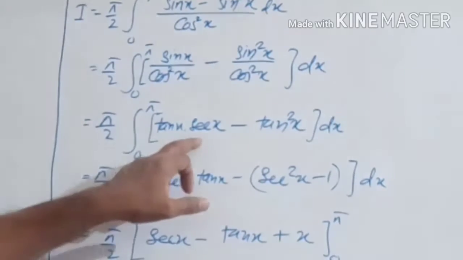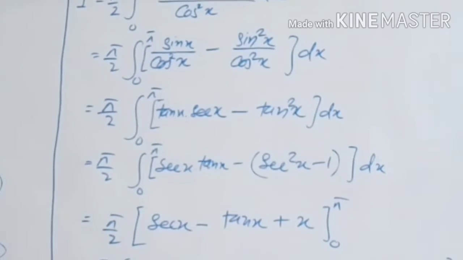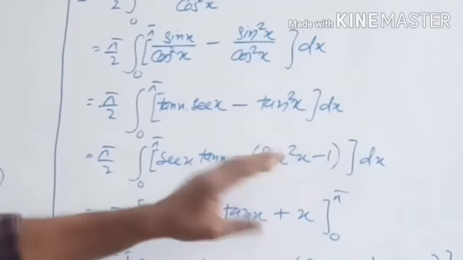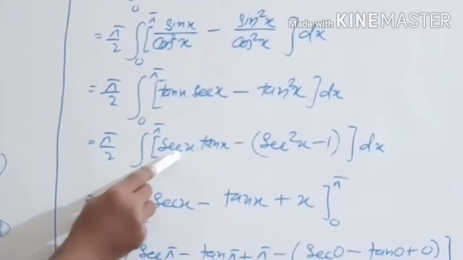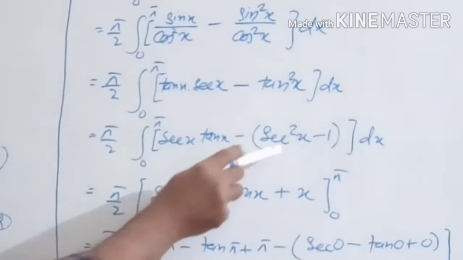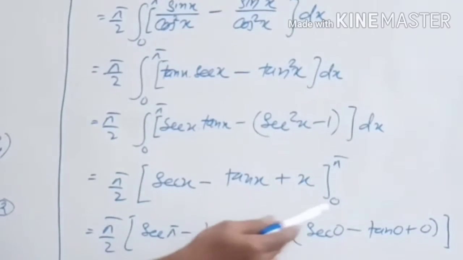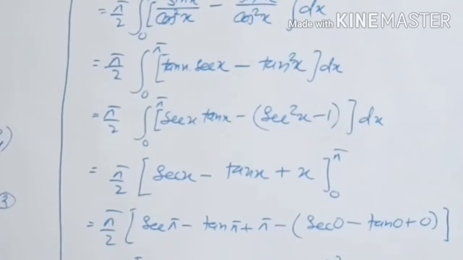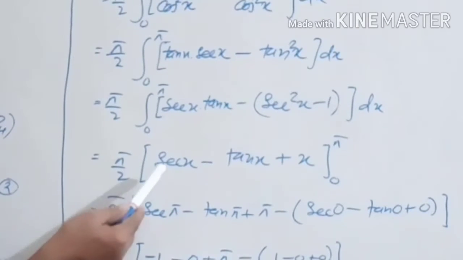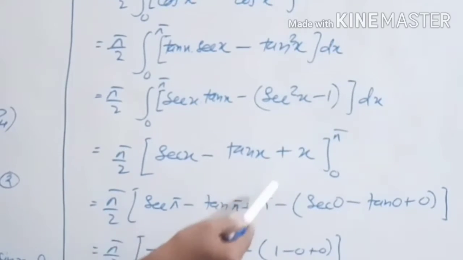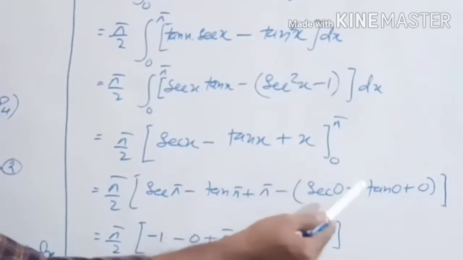Now the integral of sec x tan x is only sec x, but the integral of tan square we don't know, so in place of tan square write sec square x minus 1. Now take its integral. The integral of sec x tan x is sec x, and the integral of sec square x is tan x. Now minus minus plus, and the integral of 1 is x, with limit 0 to pi. Now raise upper limit minus lower limit: sec pi minus tan pi plus pi, minus, after that write 0: sec 0 minus tan 0 plus 0.